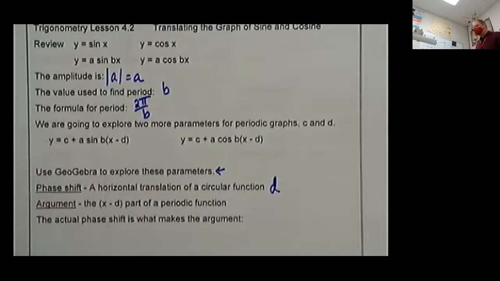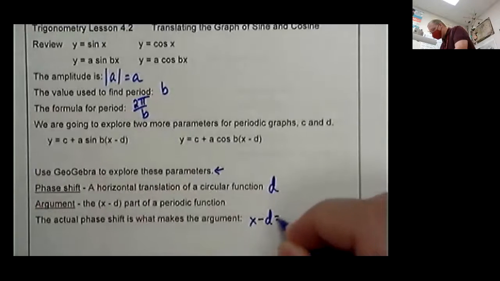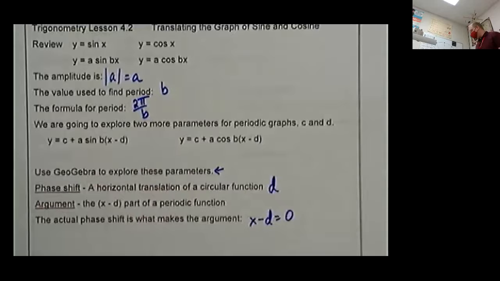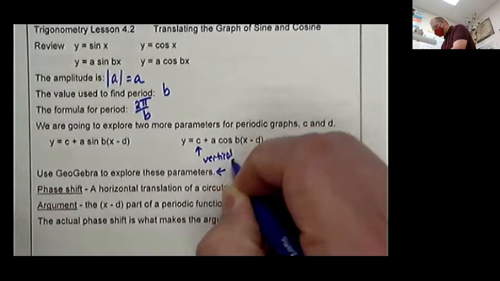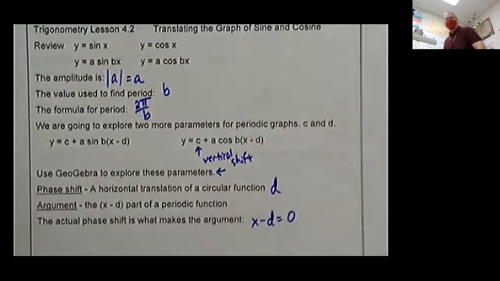The argument is the x minus d part of the periodic function. The actual phase shift is what makes the argument, x minus d, equal to 0, and that's going to determine our phase shift. We're going to look at that first. Then we're going to come back and look at c. C is going to be the vertical shift. Just like we looked at in college algebra, adding and subtracting makes a graph go up and down. That's what c is going to do. D is going to make the graph go left and right. So let's look at an example.